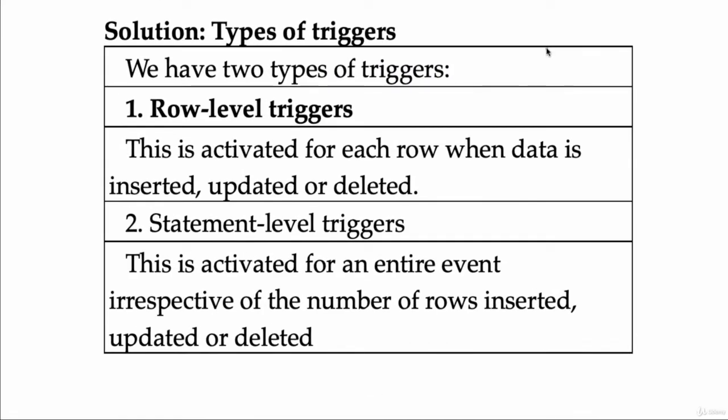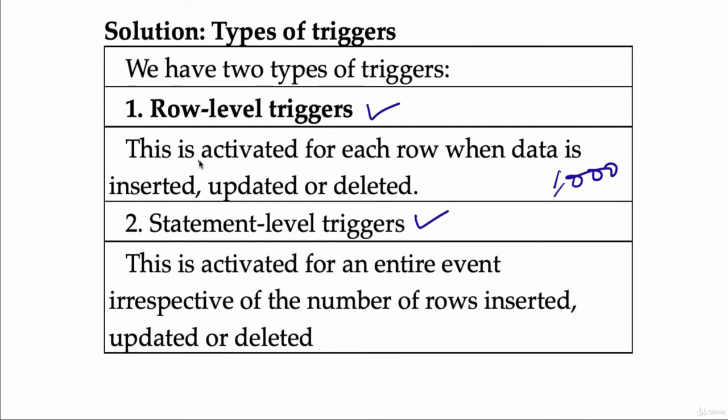Types of trigger. We have two types of triggers. We have row level triggers and the statement level trigger. For the row level, assume, for instance, you have, let's say, 1,000 rows of information or data you want to insert in a table, or you want to delete up to 5 rows, or you want to update 1 row, whatever. Each of the rows will be reported.